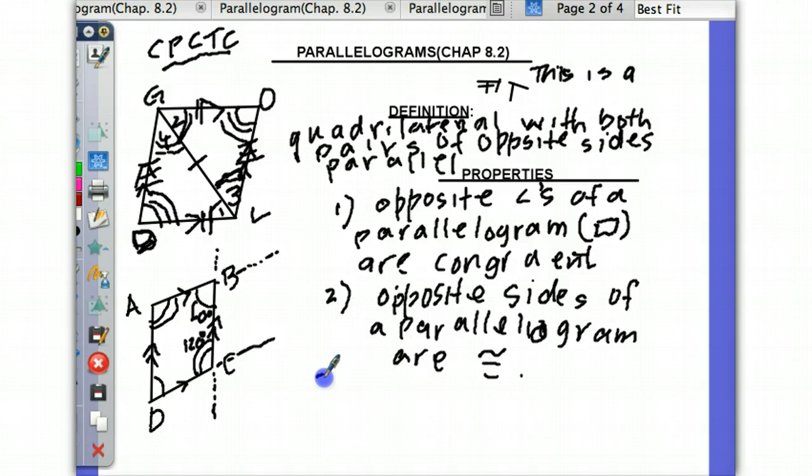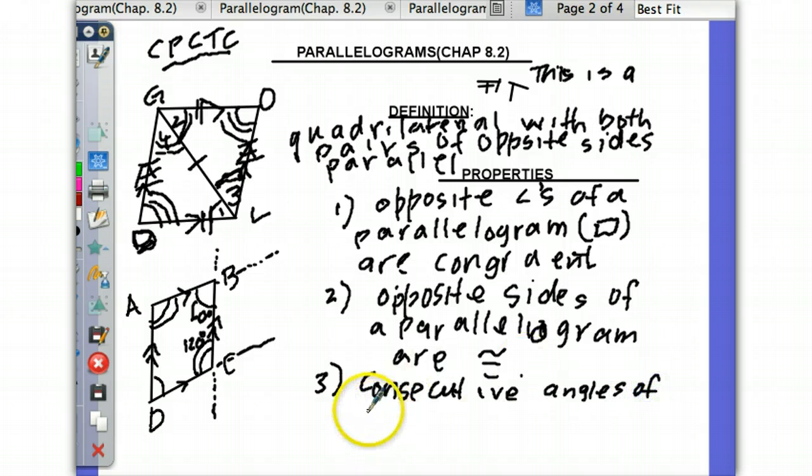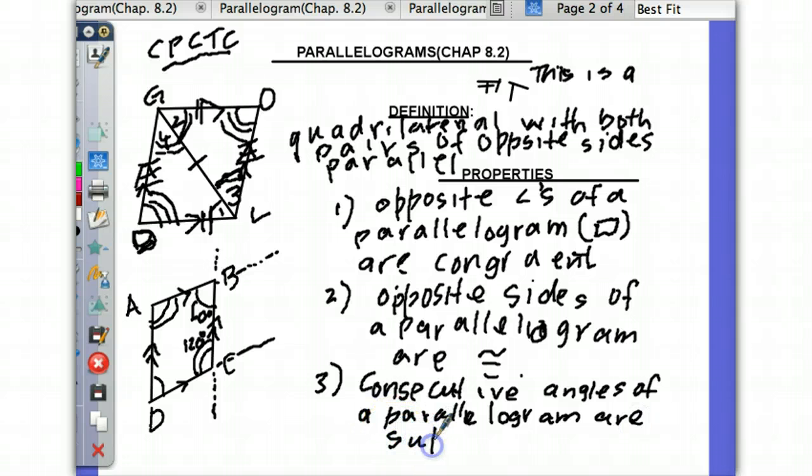So in general, therefore, I'm going to say that the consecutive angles of a parallelogram are what? Supplementary. Write that down. Consecutive angles of a parallelogram are supplementary. And that means if you know one angle, then you're going to know the one which is consecutive with it.